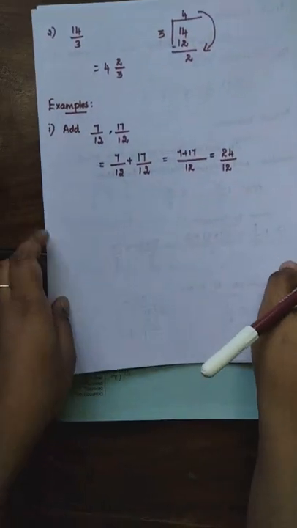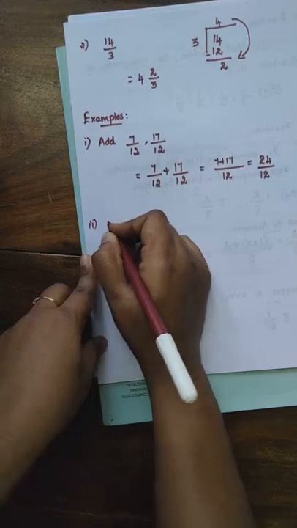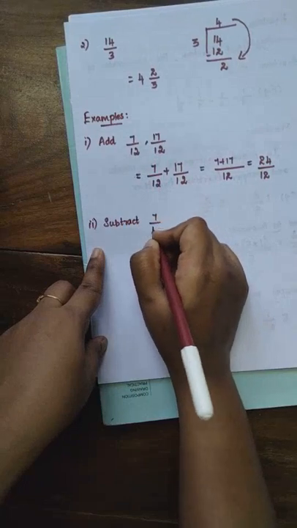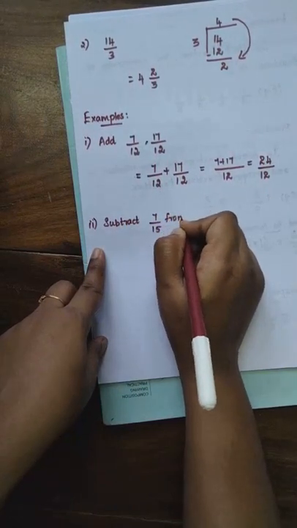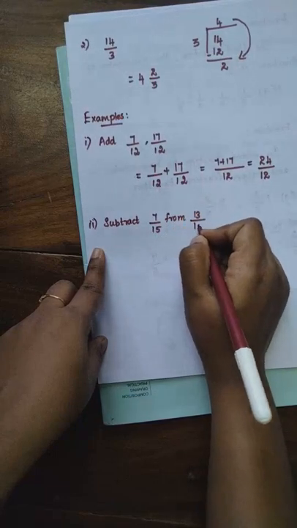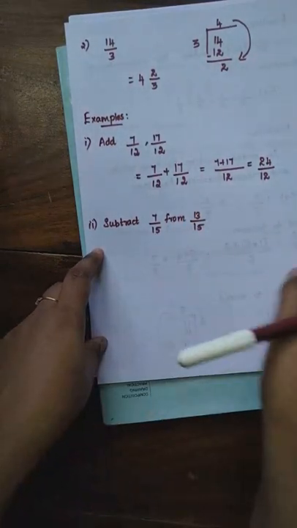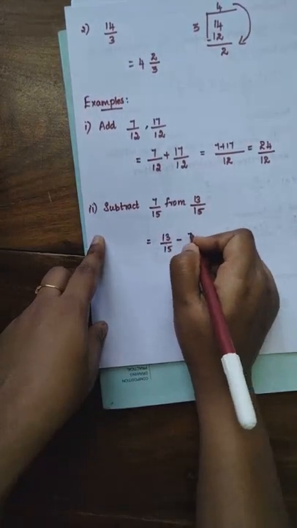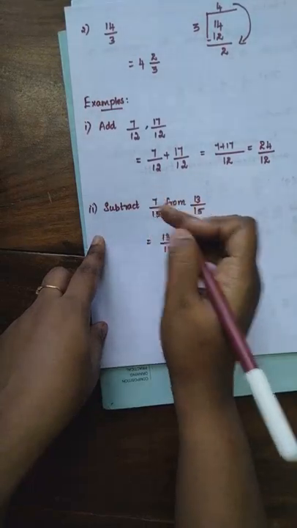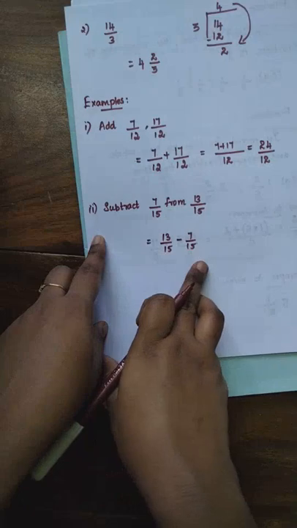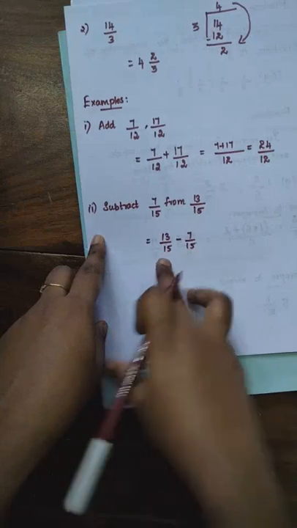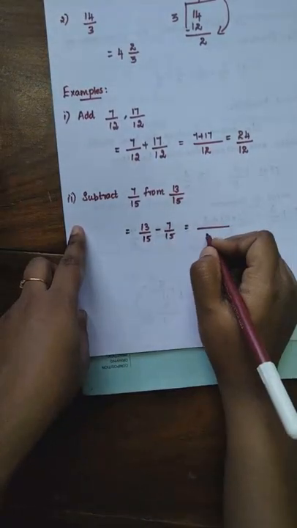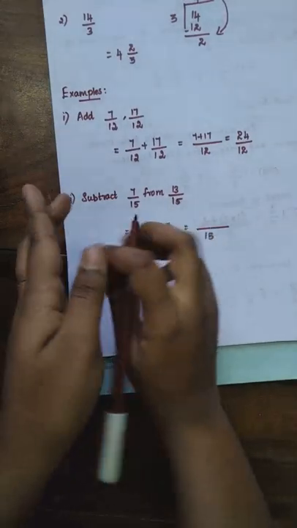See one more example. Subtract 7 by 15 from 13 by 15. We are going to subtract 7 by 15 from 13 by 15. So, how will you write 13 by 15 minus 7 by 15? Here also both the denominators are same. So, what we need to write? Commonly, you need to put one number, that is 15, because both the numbers are same.